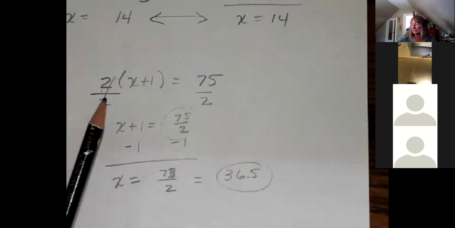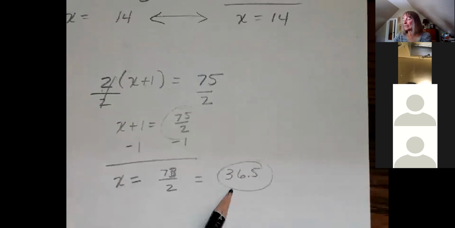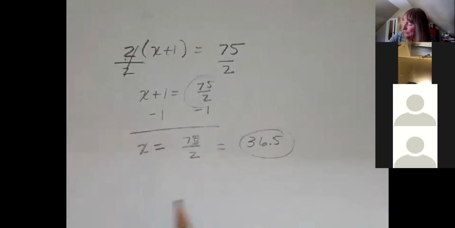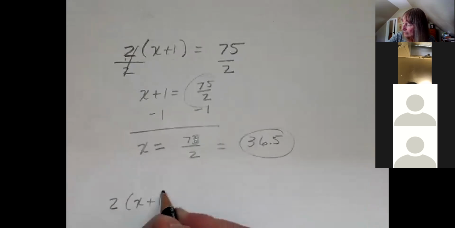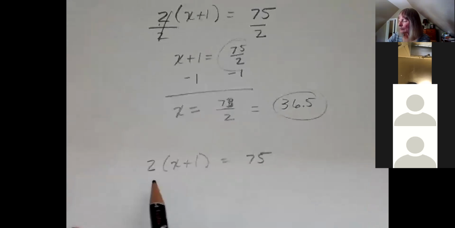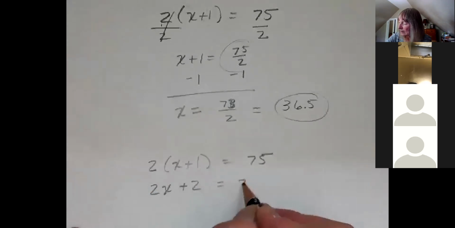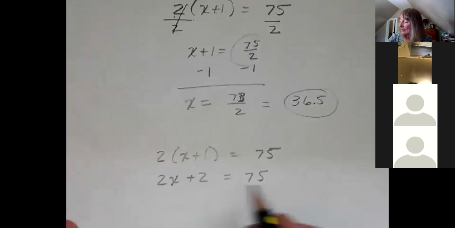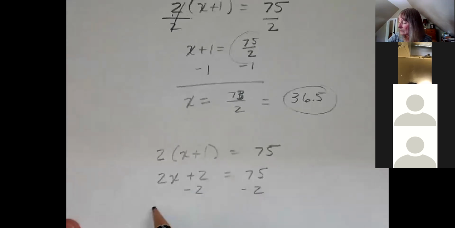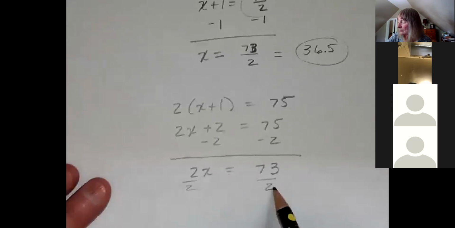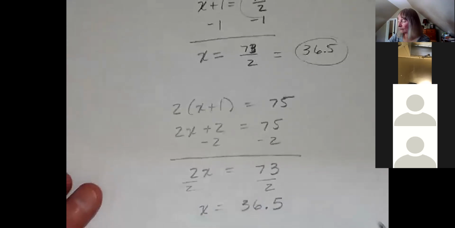So this is the same answer that we would get if we did it the other way. Let me show you that. So if I start with 2 times x plus 1 equals 75, it would be 2x plus 2 equals 75. Then we'd subtract 2. 2x equals 73. Divide by 2. x equals 36 and a half. Same answer.